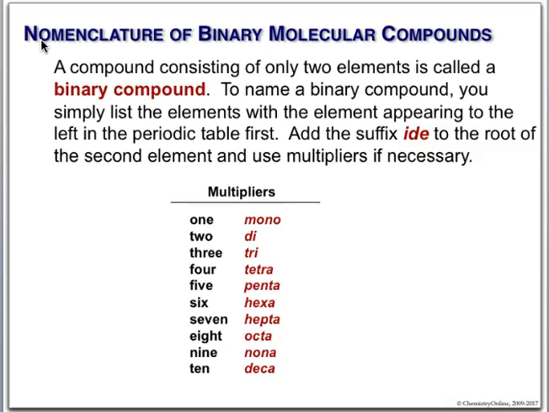We're going to do the same thing. We're going to name the element, and then we're going to put what's bonded to it with an ide, and we're going to use multipliers if we have to. The rules on multipliers: for our first element, if there's only 1, you don't use mono. For the first element, if there were 2 or more, then you would use the appropriate multiplier. For the second element, you always use a multiplier. So that's all you have to remember.